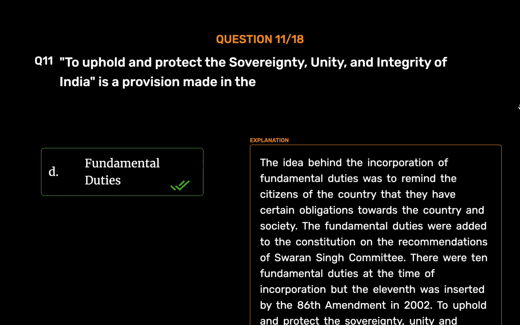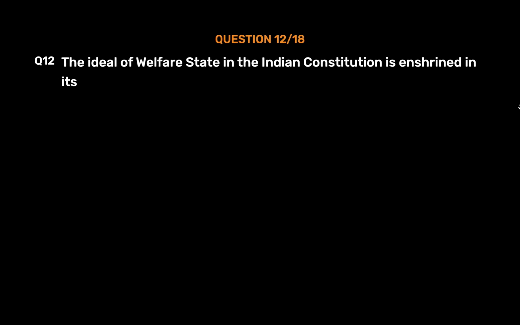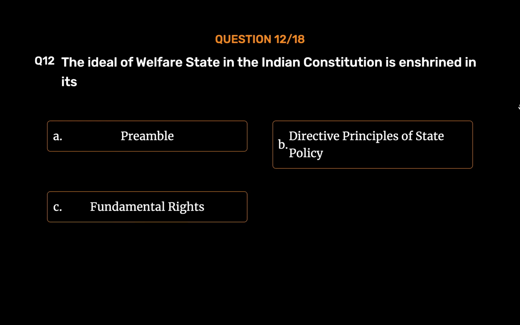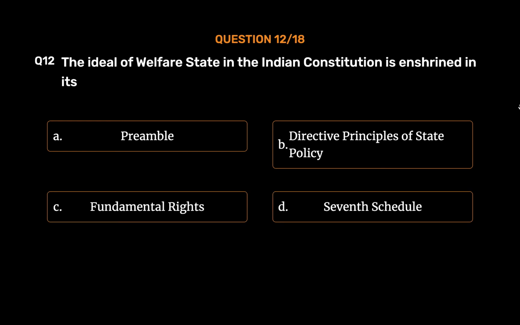Question number 12. The ideal of welfare state in the Indian Constitution is enshrined in its option A. Preamble. Option B. Directive Principles of State Policy. Option C. Fundamental Rights. Option D. 7th Schedule. The correct answer is option B. Directive Principles of State Policy.